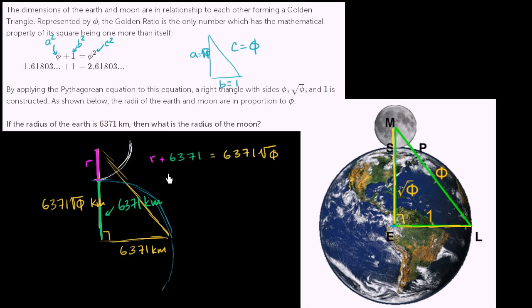Well, now we just have to solve for r. We could subtract 6,371 from both sides, and we get r is equal to 6,371 times the square root of phi minus 6,371. And if we want, we could factor a 6,371 from both of those terms, and we would get r is equal to 6,371 times square root of phi minus 1, and we are done. And this is still pretty neat and pretty cool.